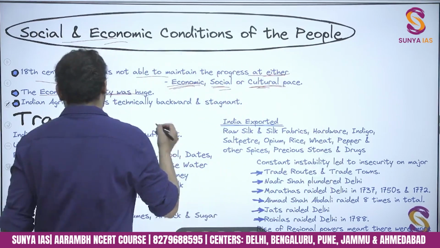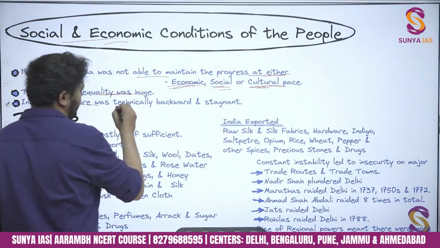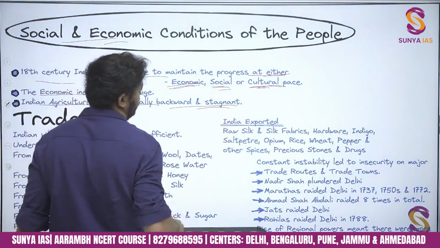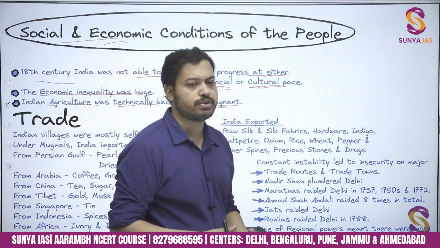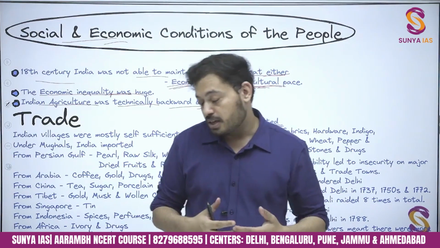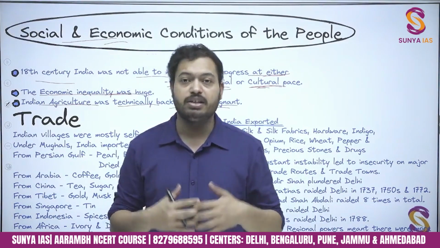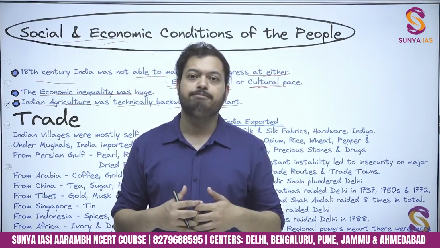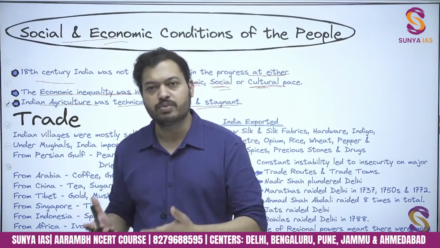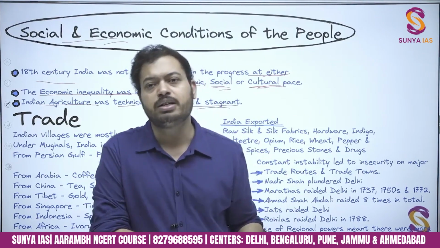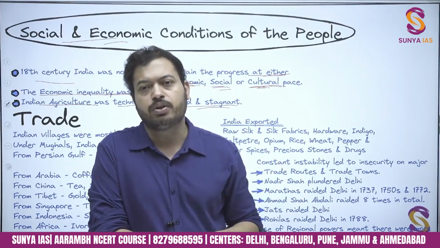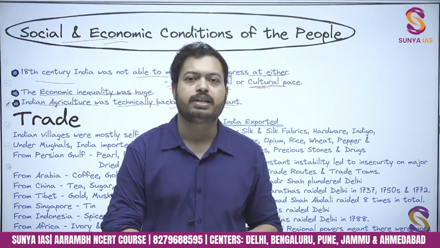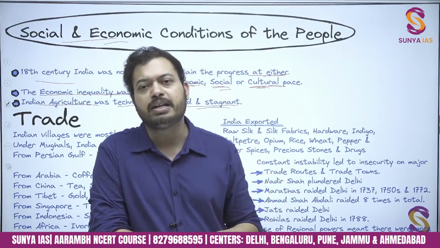Indian agriculture was technically backward and stagnant, and I have already mentioned that in the time of Aurangzeb himself the population had increased so much that overall agriculture was not able to sustain the surplus for which it was needed. It was no more a profitable industry.